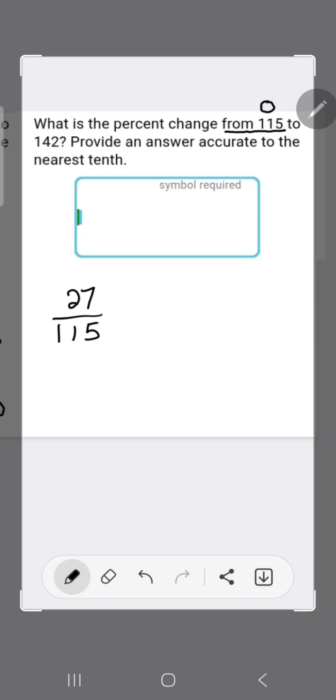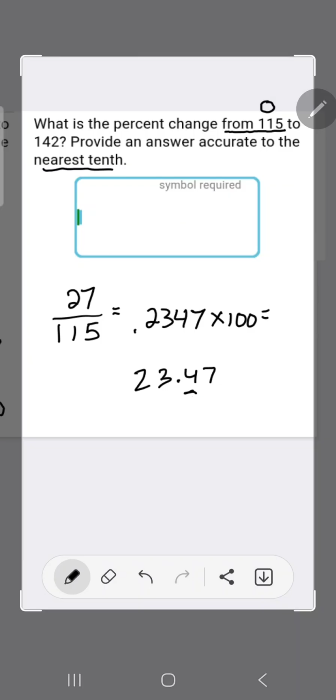27 divided by 115. Leave that on your calculator. You should get something like 0.2347 and so on. Hit times 100 and hit enter. That'll turn it into a percent for you, and it comes out to be 23 point, we'll just do 2 decimal places because we want to round to the 1 decimal place in the nearest tenth, and the 7 tells me to make that 4 a 5. Oops. So we're going to make it 23.5%.